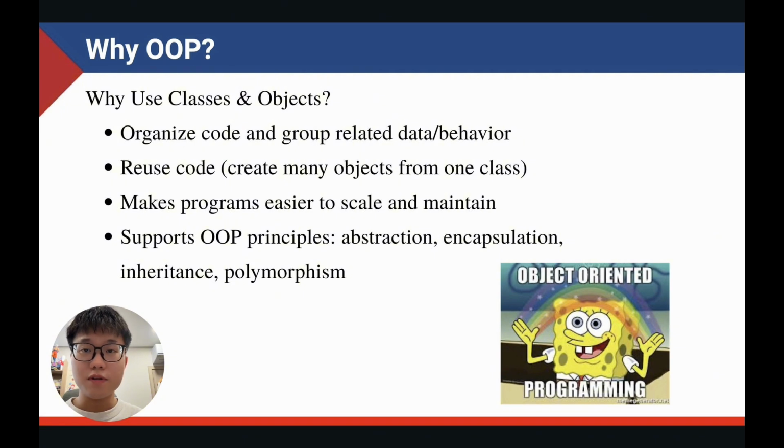So before we define them, let's look at why we use them. Why OOP? There are four main reasons. First, it helps us organize code and group related data and behavior. Second, it allows us to reuse code, meaning we can create many objects from one class. Third, it makes our programs easier to scale and maintain. And last but not least, it supports the core OOP principles: abstraction, encapsulation, inheritance, and polymorphism.